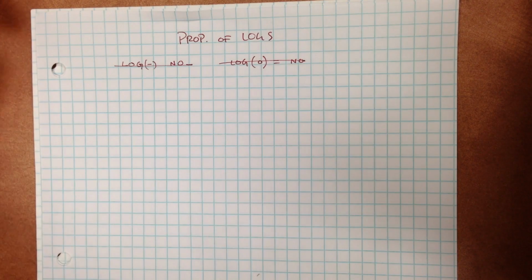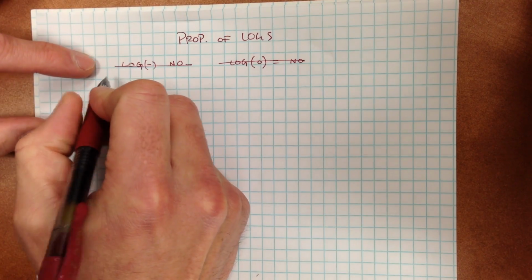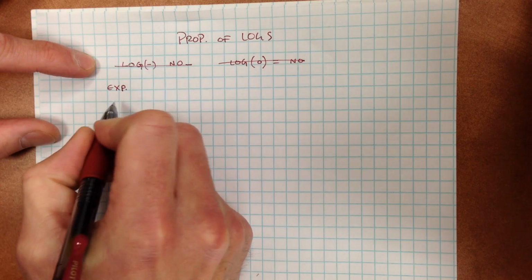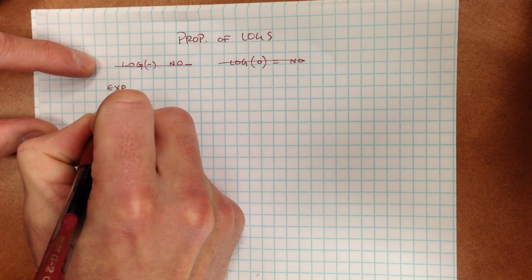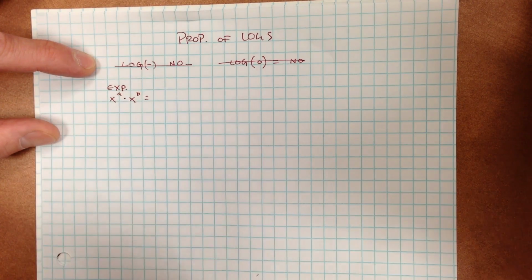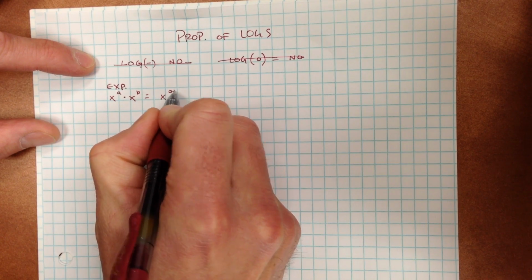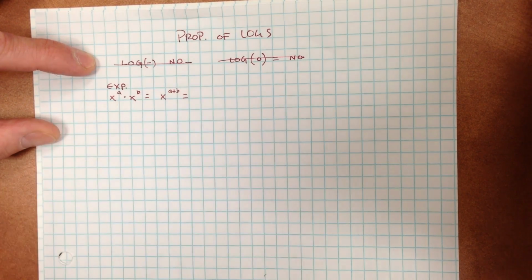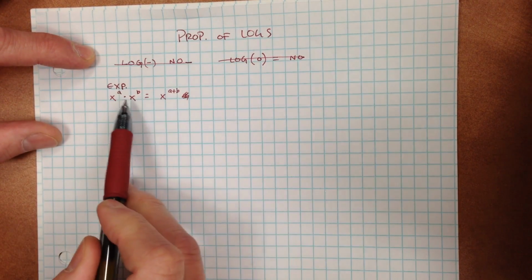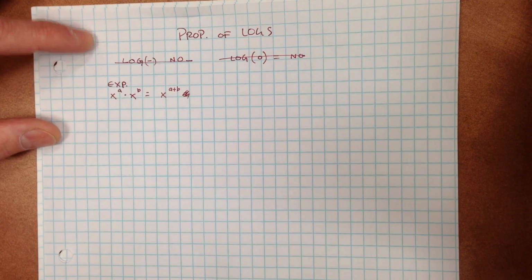Now let's take a look at the multiplication property. I will deal with the exponential properties of exponents first. Let's say we had x to the a times x to the b. What we could do here is add our exponents because we're multiplying: x to the a plus b. If we have multiplication, it leads us to addition of those exponents.